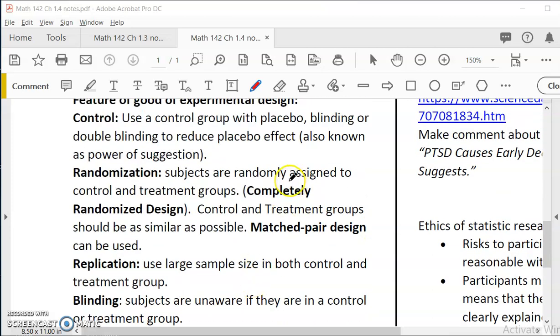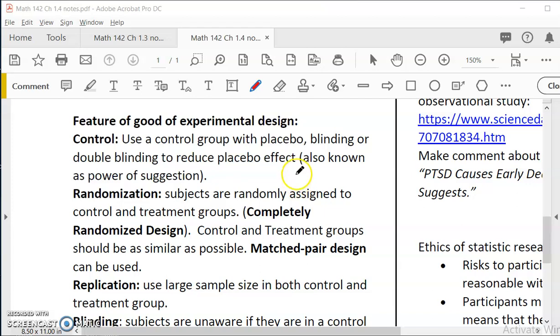Sometimes if subjects know that they are in a placebo group, they would think, oh, I'm not going to get well, and it might affect the results. Or those in treatment will think, oh, I am receiving treatment, I'm going to get well. So using blinding and double blind arrangements can reduce the placebo effect. The placebo effect is called the power of suggestion. If someone gives you something and suggests that you will have some effect, you might think that you will.